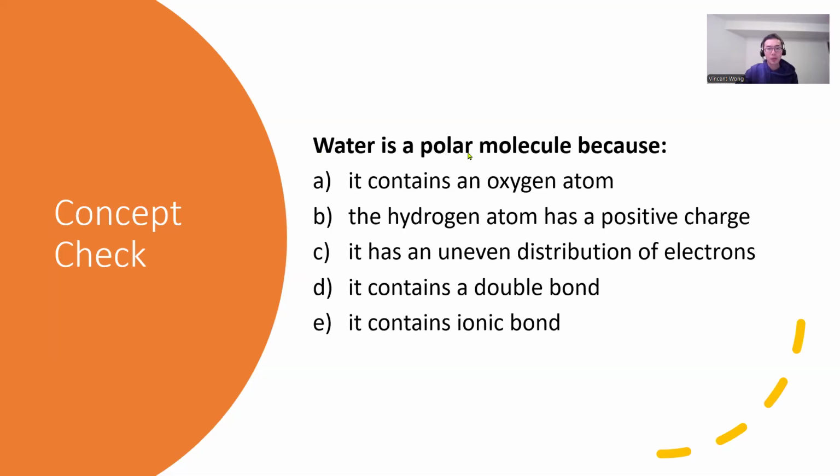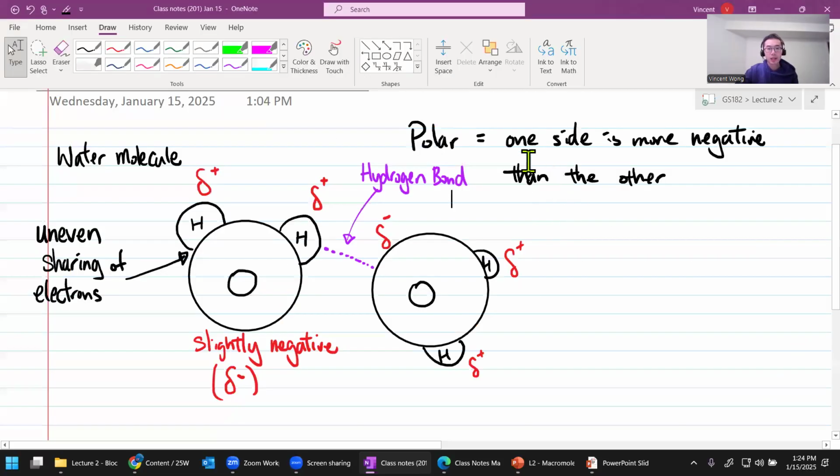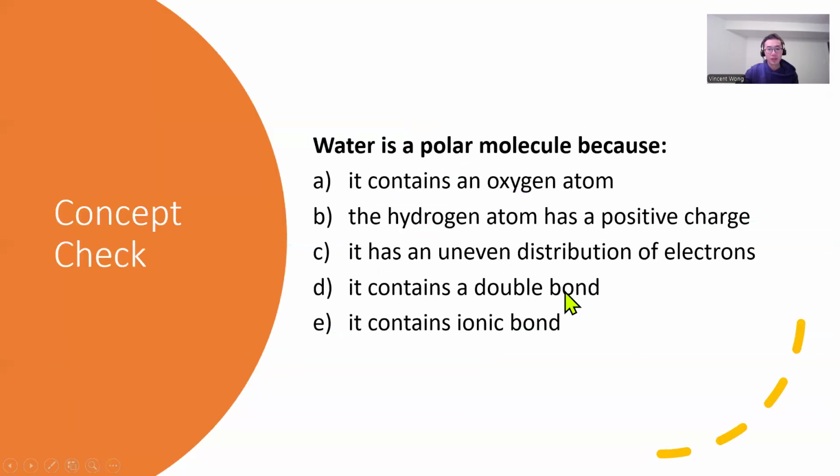Water is polar because of one side being more negative than the other, and that is because of uneven sharing of electrons. So the answer is C, uneven sharing of electrons. Okay, so that's that.